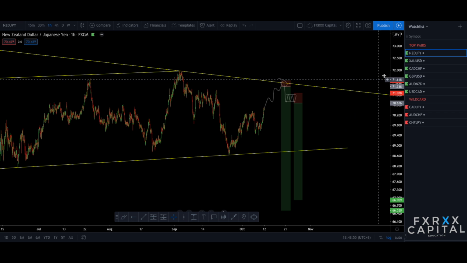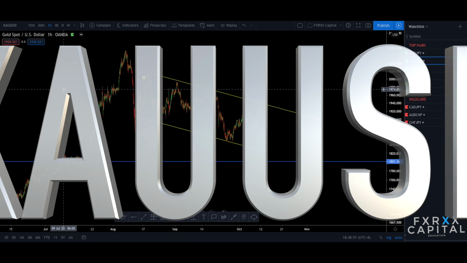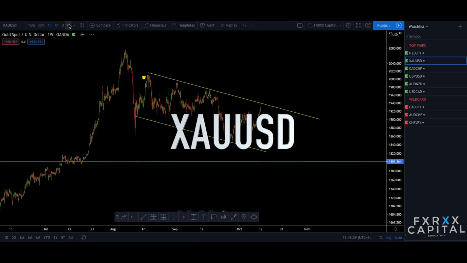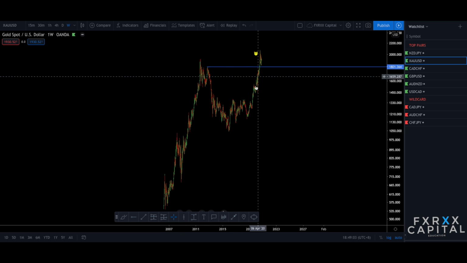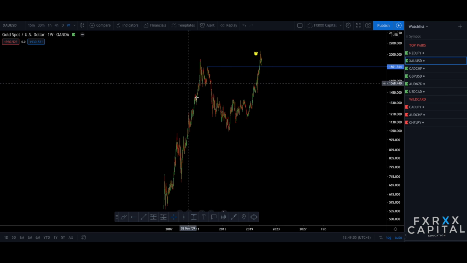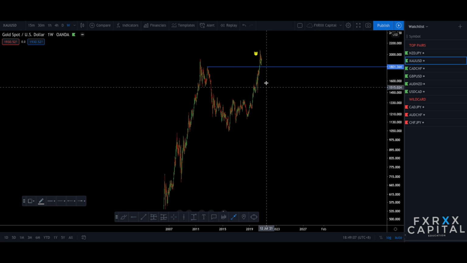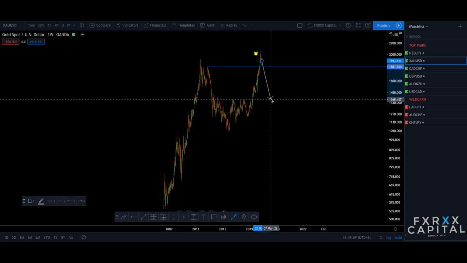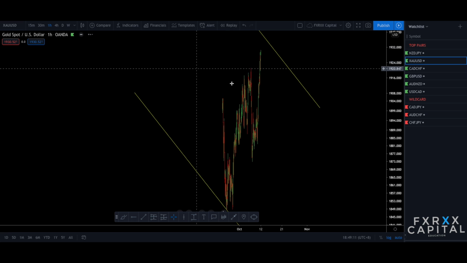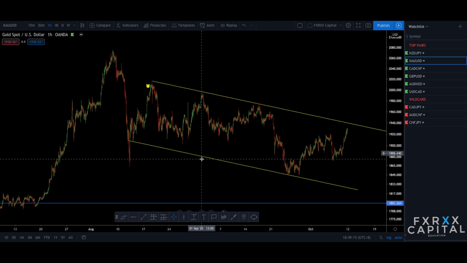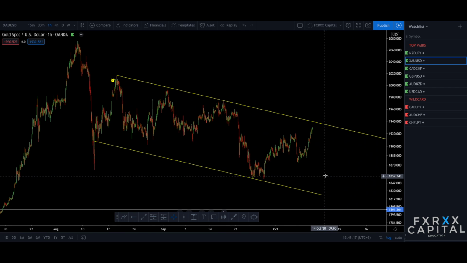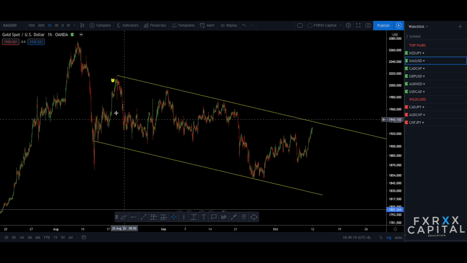So next we move to the second pair, which is gold USD. We can see gold USD price at this area, a U shape or the arc, and we expect price to approach to the downside. You can see in the lower time frame, 1 hour time frame, price approaching and creating one big descending channel.